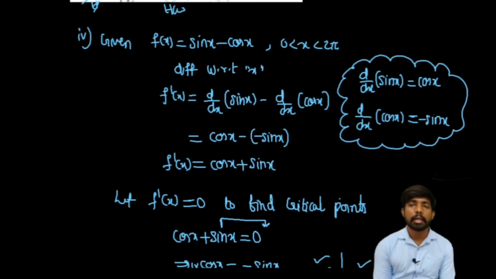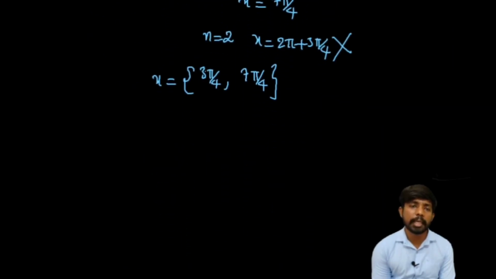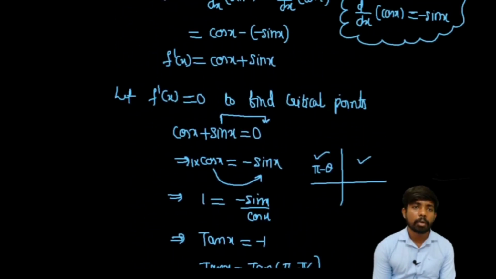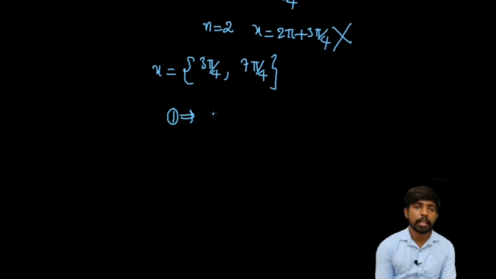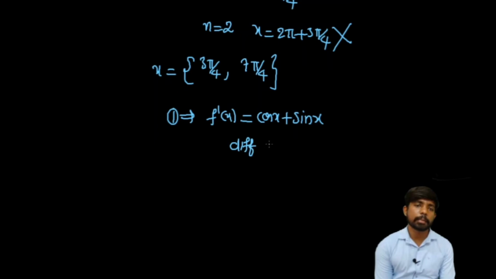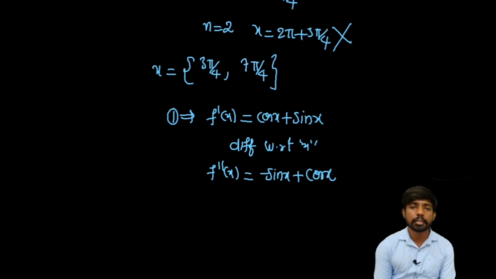Now we don't know whether these points are points of maxima or minima. First we will write the differentiation, call it equation 1. So f dash of x is equal to cos x plus sin x. Now again differentiate with respect to x. So the double differentiation is the differentiation of cos x, minus sin x, plus the differentiation of sin x, which is cos x.